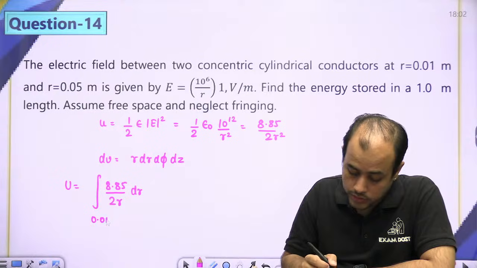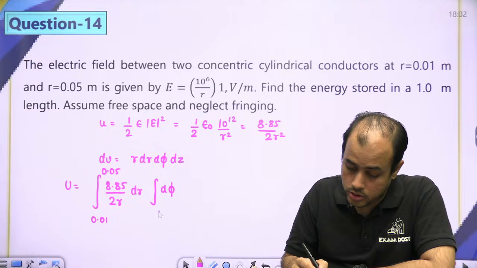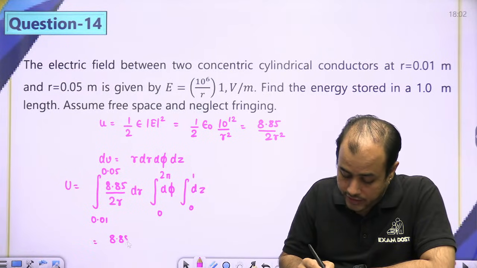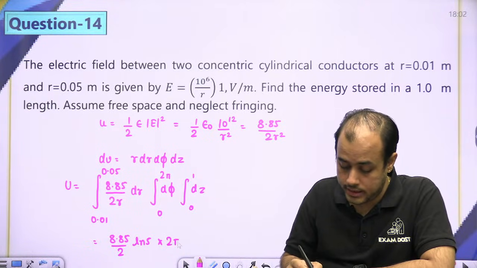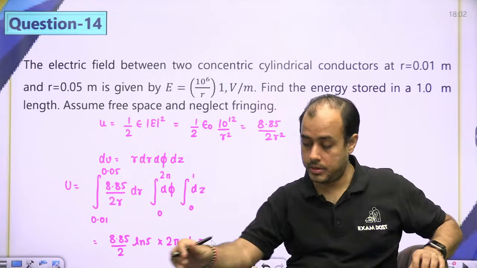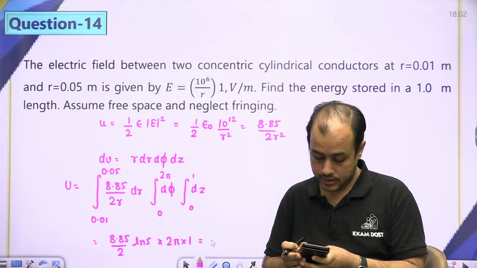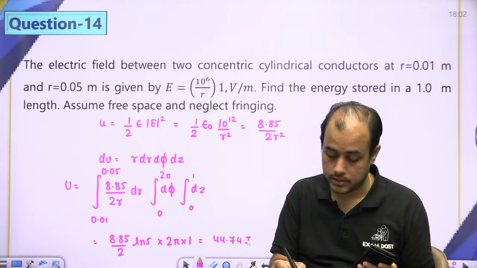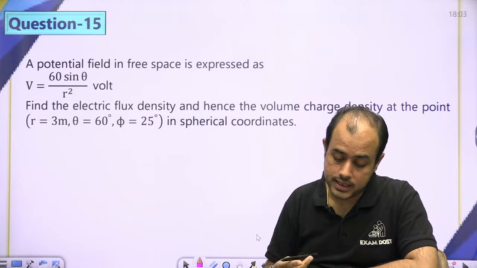Radius from 0.01 to 0.05. Okay. Then d phi 0 to 2 pi. Length is 1 meter. So 8.85 by 2 log R. So it will be log 5 into 2 pi into 1. So how much? 8.85 into pi into log 5. समझे एनर्जी कैसे निकालनी है? 44.74. That is the energy.